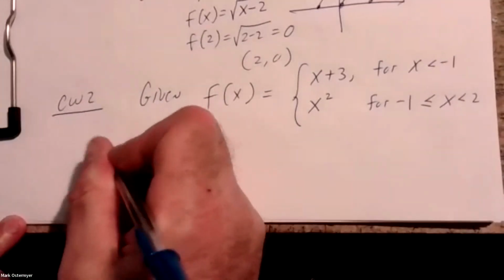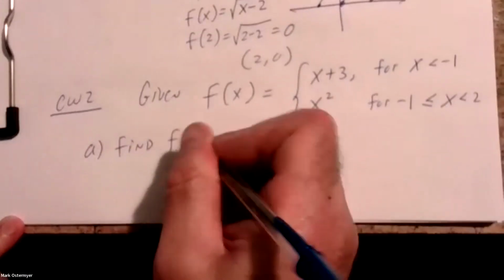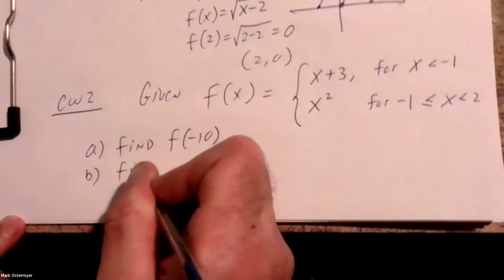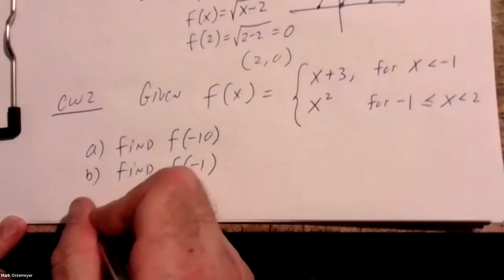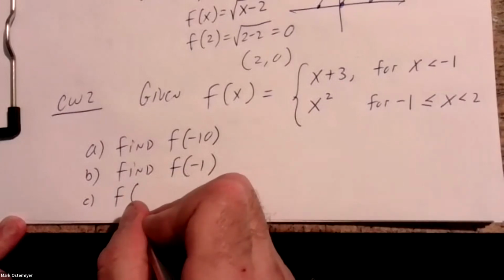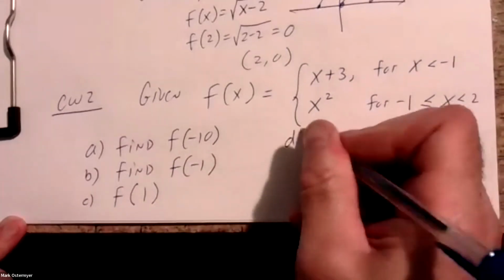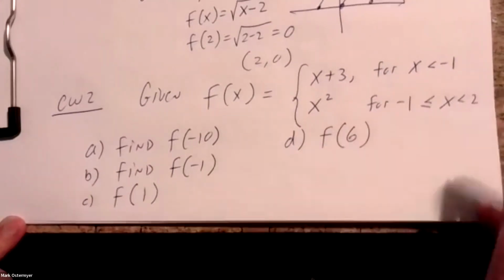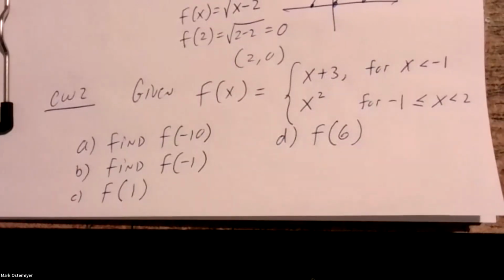In A, I want you to find f of -10. B, I want you to evaluate this function at -1. C, I want you to evaluate this function at, let's say, 1. And D, I want you to evaluate this function at 6. Okay? Go ahead and see if you can do those quickly for that piecewise function.